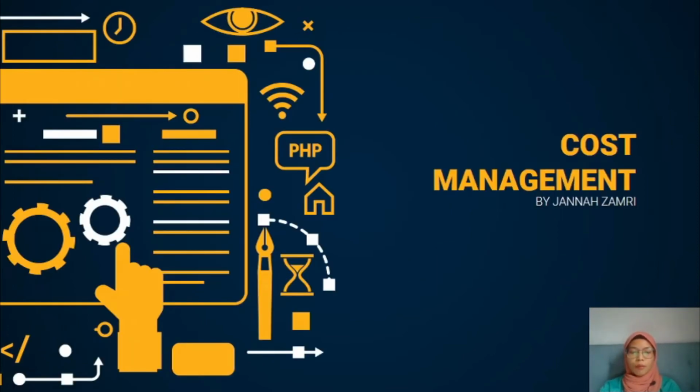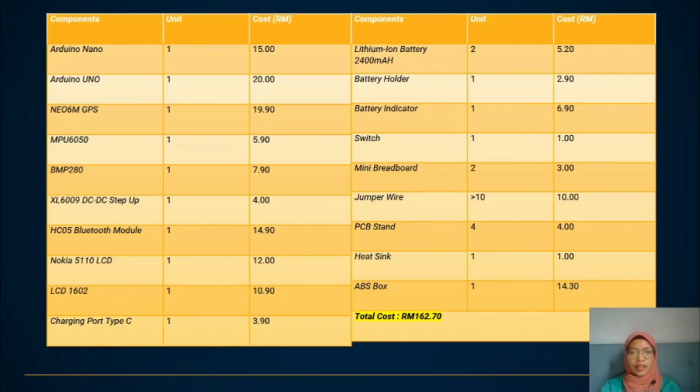Next, I will talk about the cost needed to complete this project. To build this flight display, we spent about RM162.70 to buy all of the components. Arduino Nano and Arduino Uno cost us about RM50 and RM20 respectively. The Neo 6M GPS sensor cost us about RM19.90.